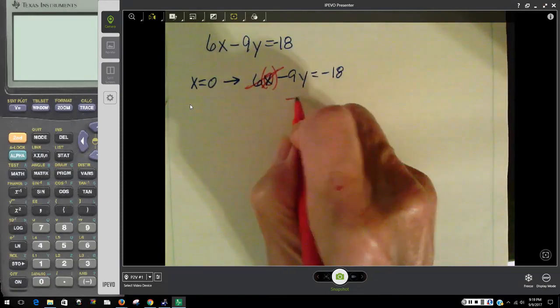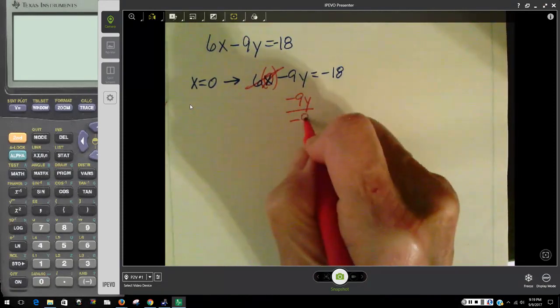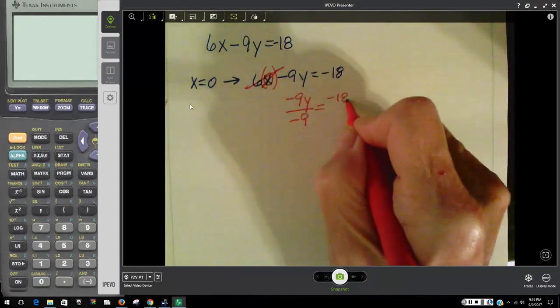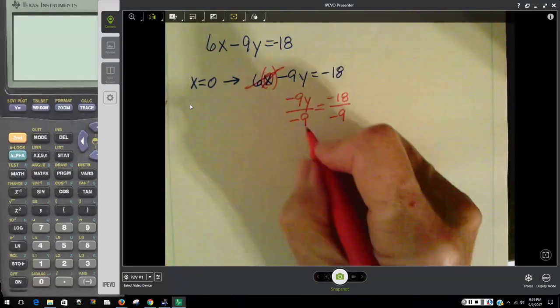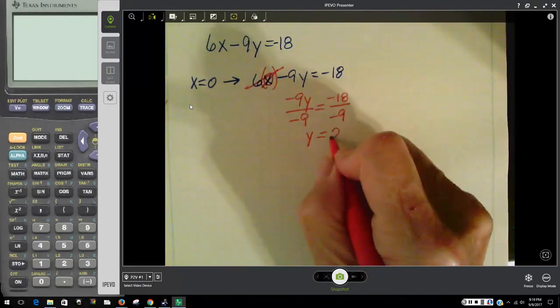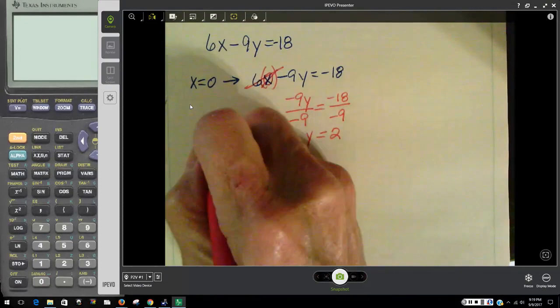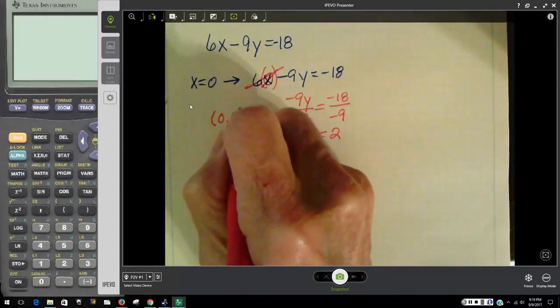If we take negative 9y divided by negative 9 and negative 18 divided by negative 9, we have that y is equal to positive 2. So this gives us the point 0, 2.